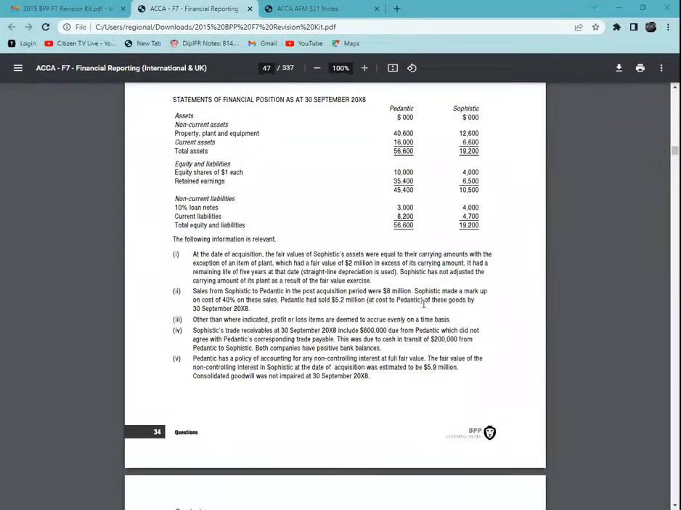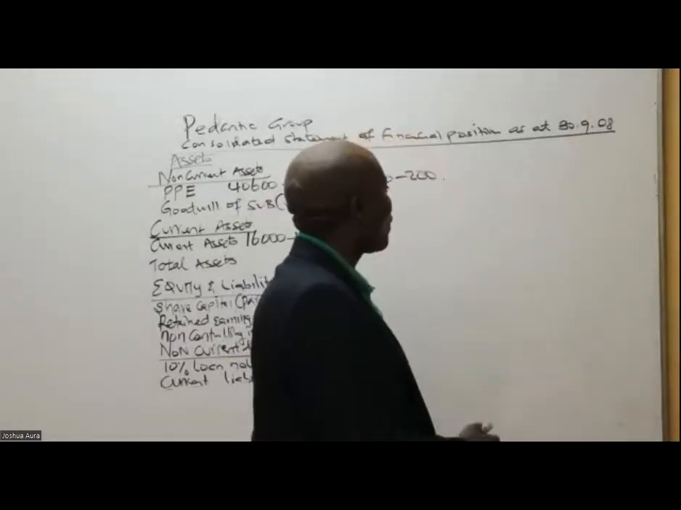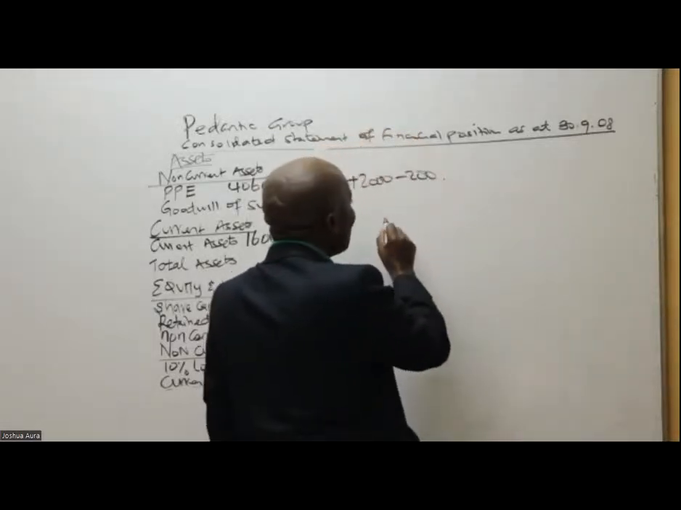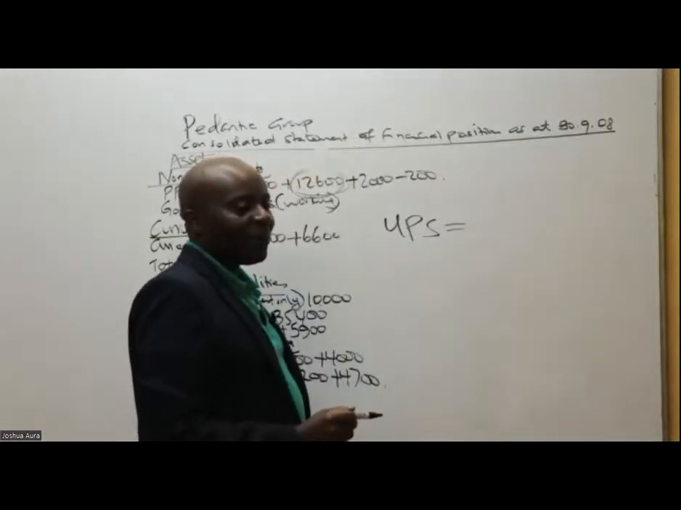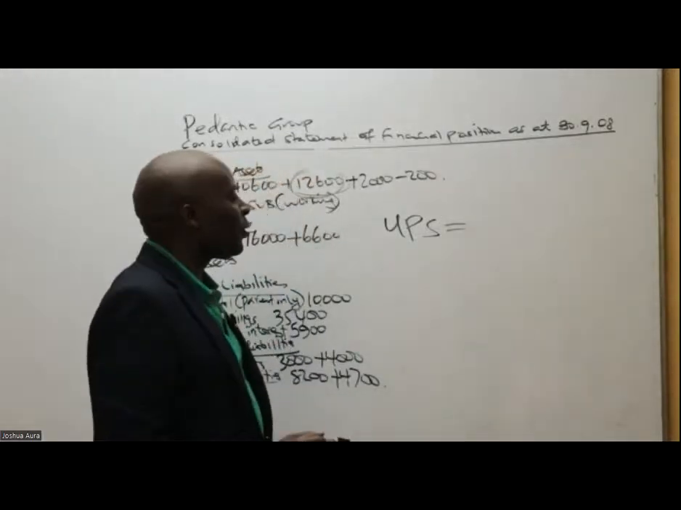Sophistic now has a margin of 40 over 140. Pedantic had sold 5,200 of these goods by 30th September. Ladies and gentlemen, that's a very good language. This examiner wants me to calculate what we call unrealized profit on stock.